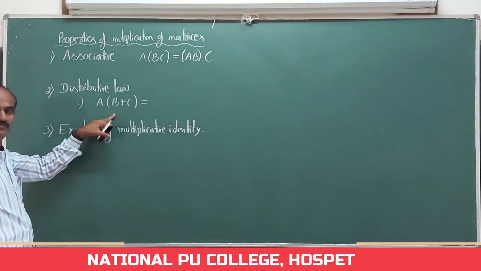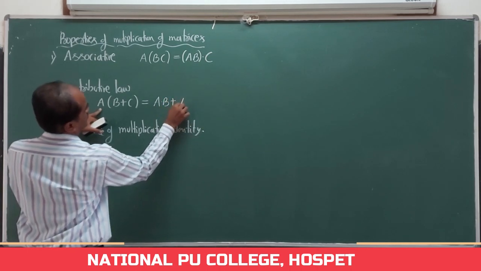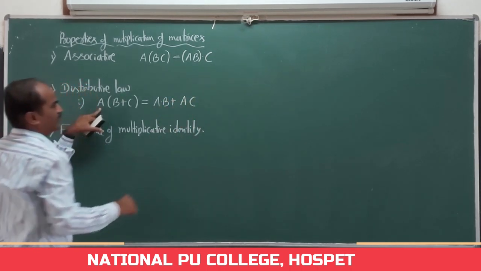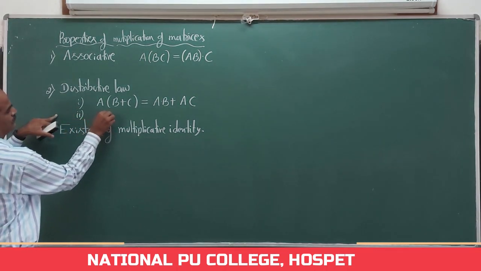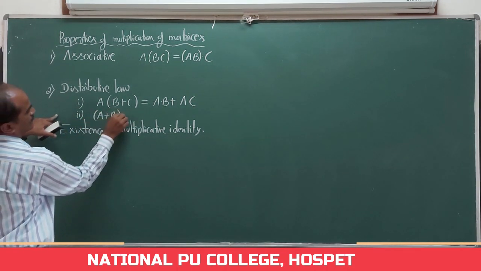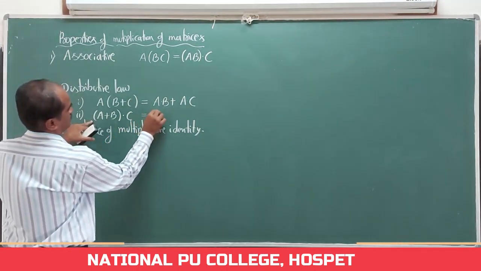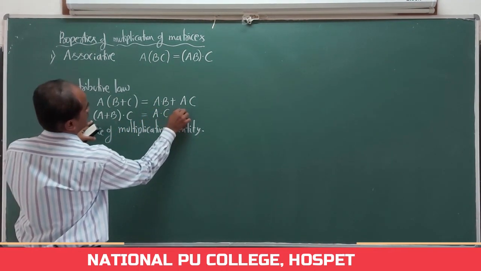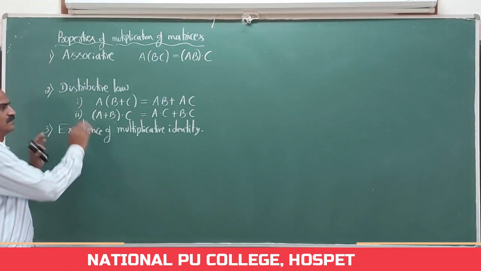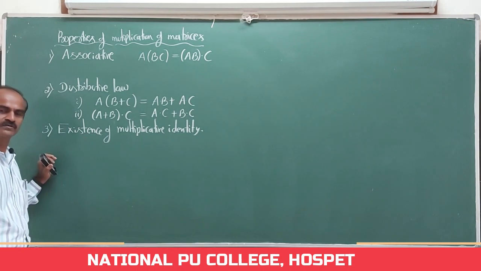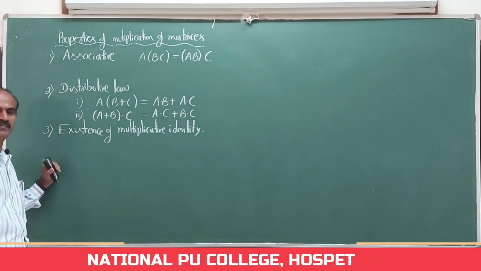A times of B plus C matrix is same as AB plus AC, then A plus B times of C matrix is AC plus BC. So these results are also true. Finally, existence of multiplicative identity.